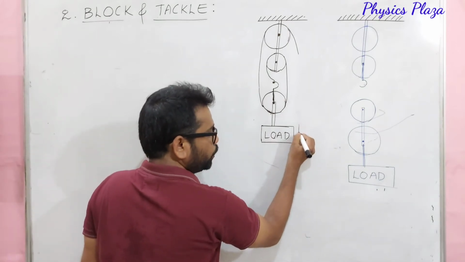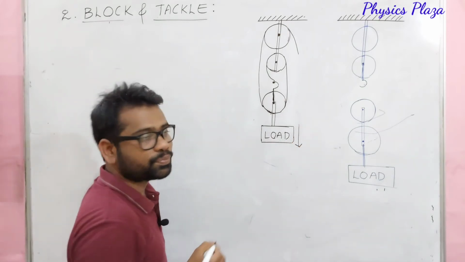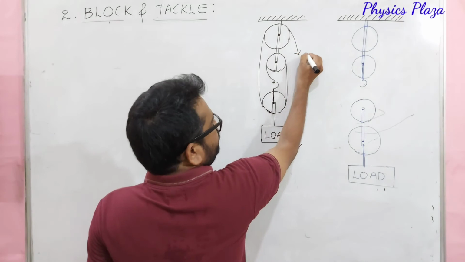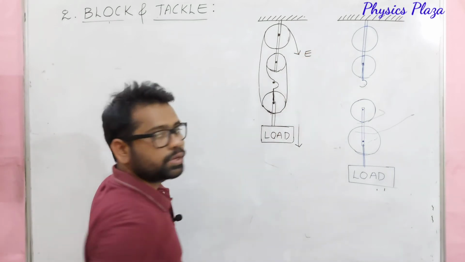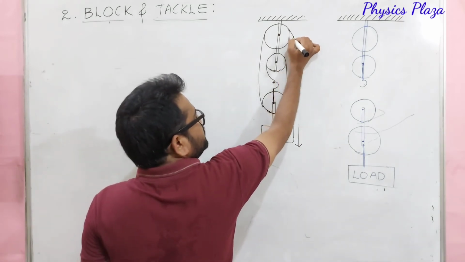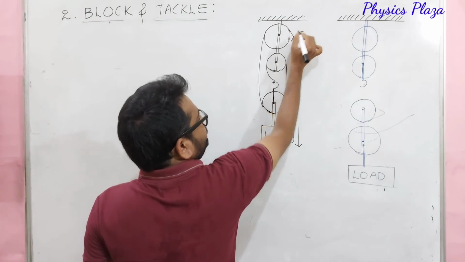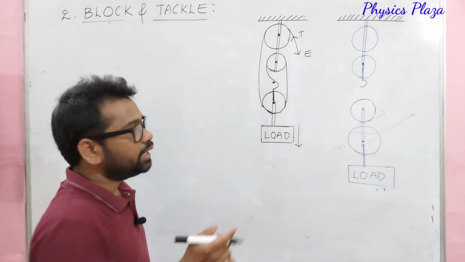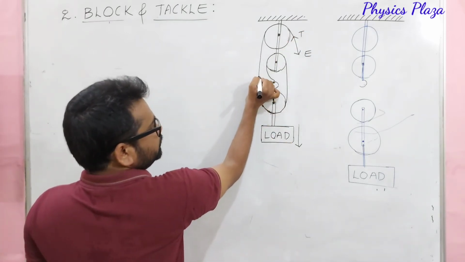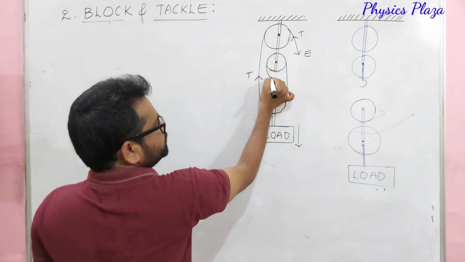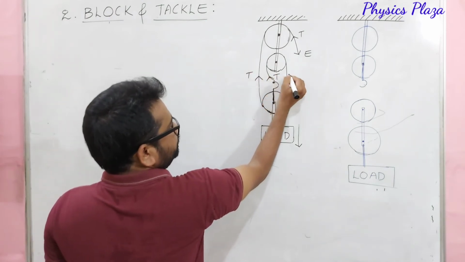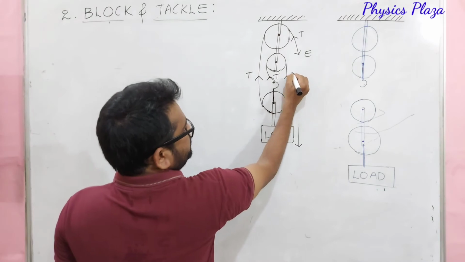So dear children, here the load is always vertically downwards, and this is the point where we are going to apply effort. So that this effort is balanced by tension T. Similarly, dear children, in each and every segment, a tension T is developed. And here also tension T is developed.